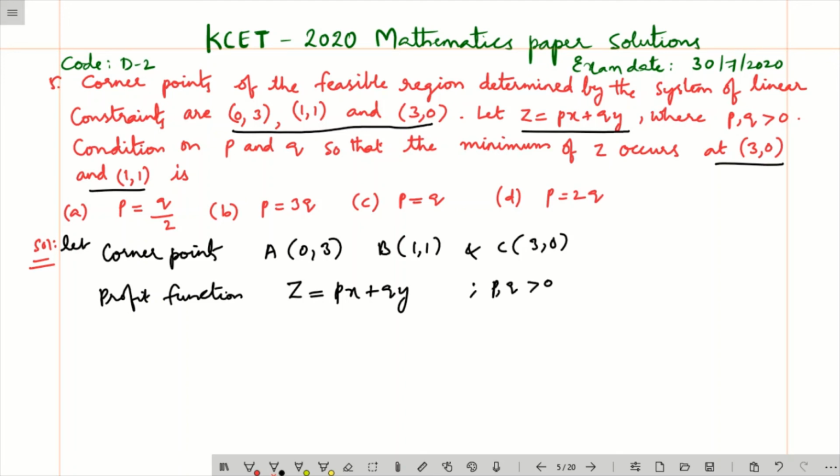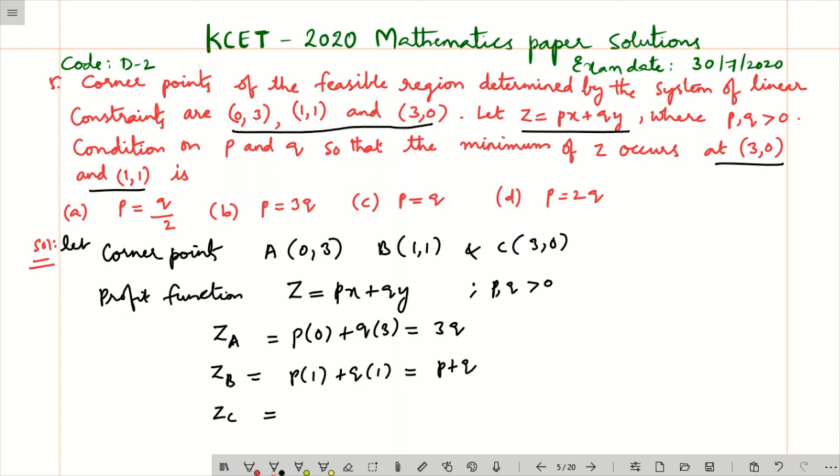Now let's consider the profit function at point A. So we will be getting P into 0 plus 3 into Q. This is 3Q. And what is the profit function at B? P into 1 plus Q into 1. So this is P plus Q. And the profit function at C, P into 3 plus Q into 0. So we will be getting 3P.